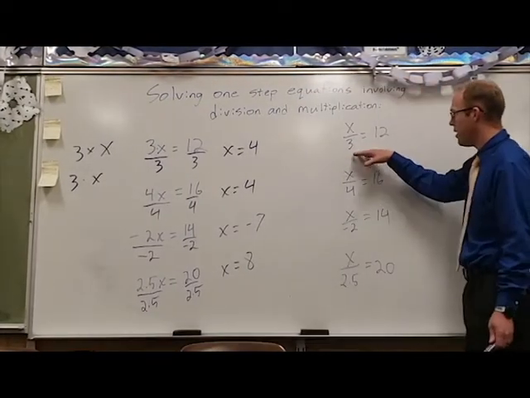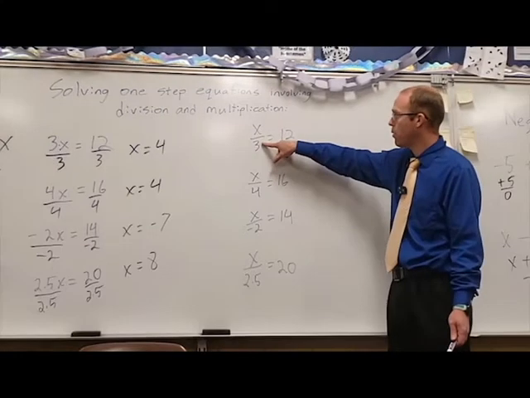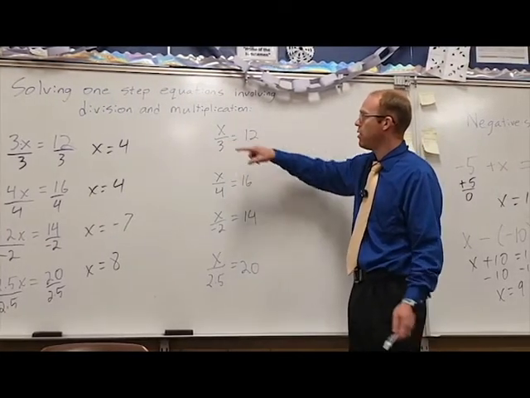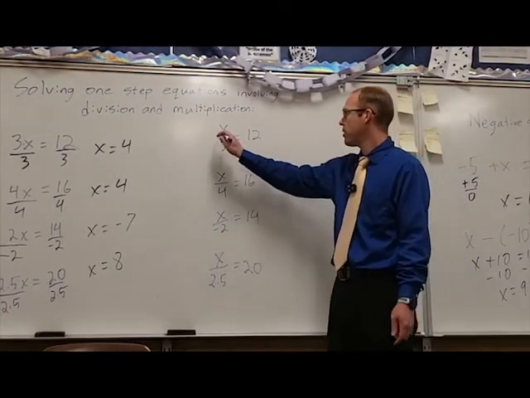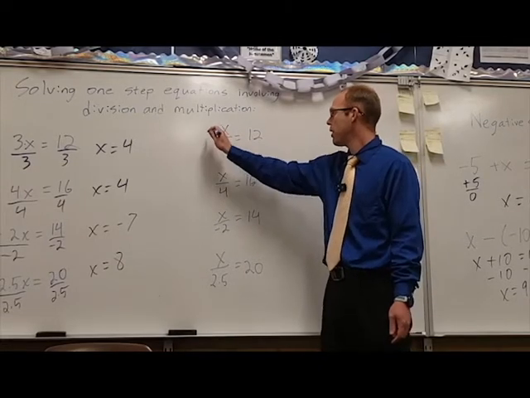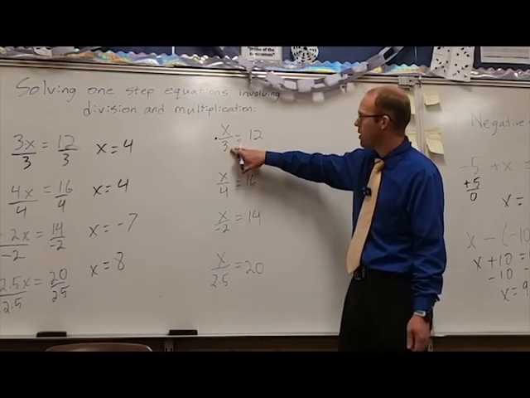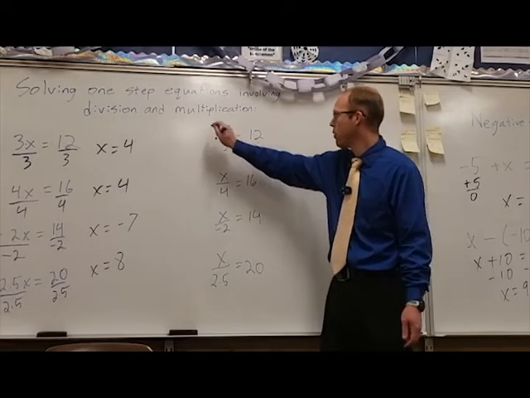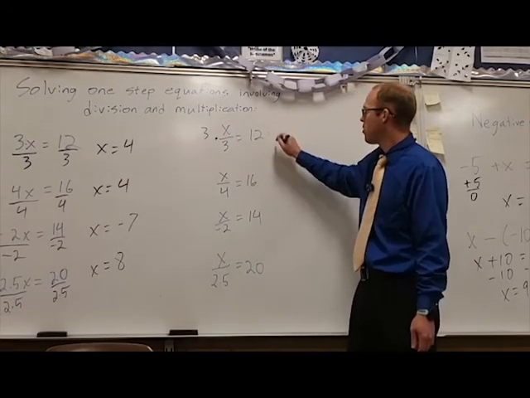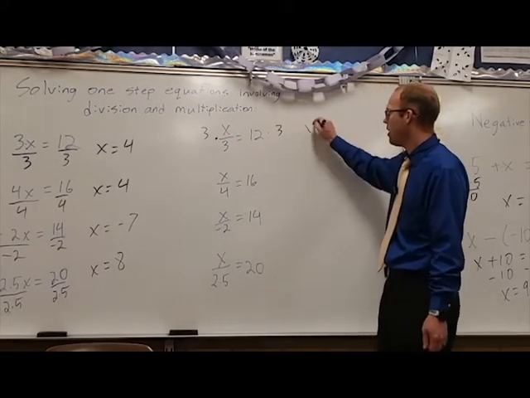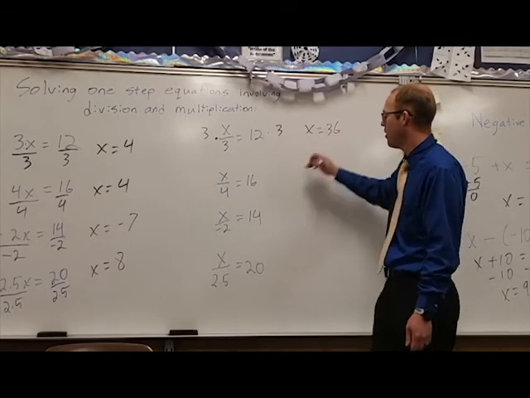Let's take a look at these. You notice that we are taking a variable and we're dividing. We need to undo that division so we can get the variable by itself. We're going to use multiplication, and we are going to multiply by the exact thing that we divided by. So we're going to multiply by 3, multiply this side by 3, and we get x equals 36.